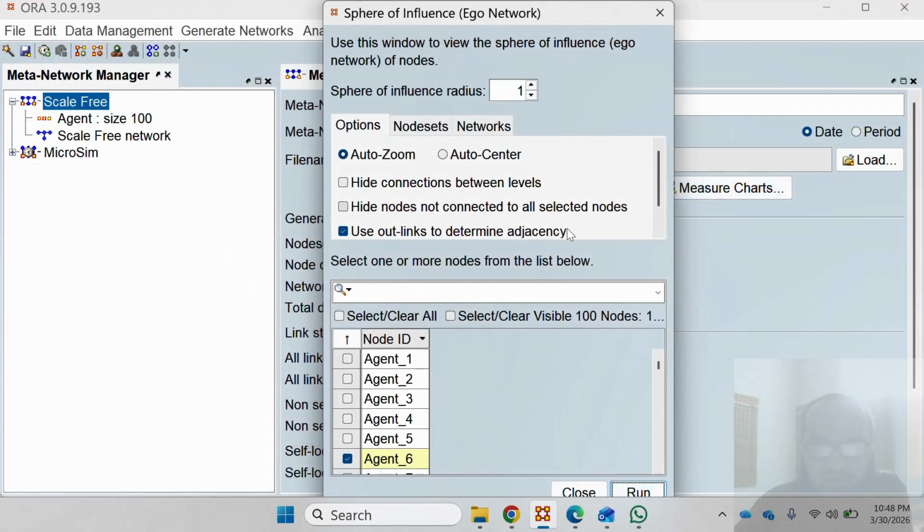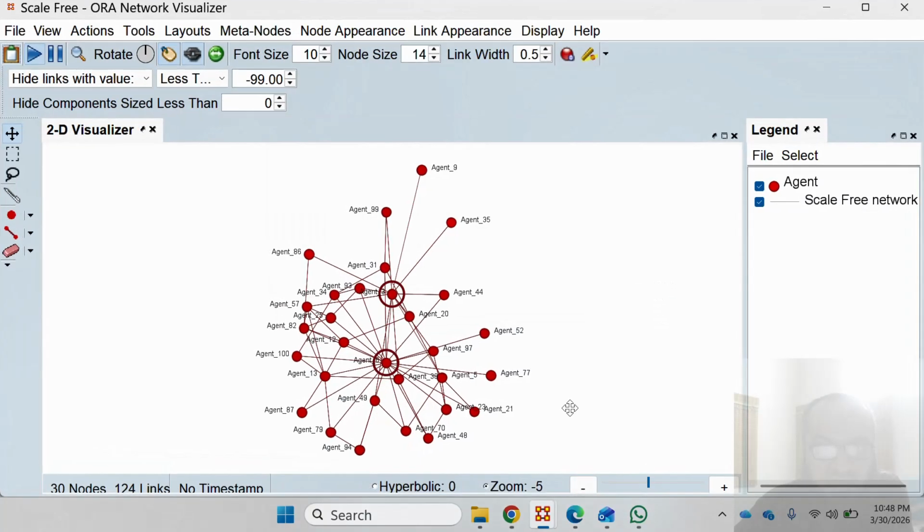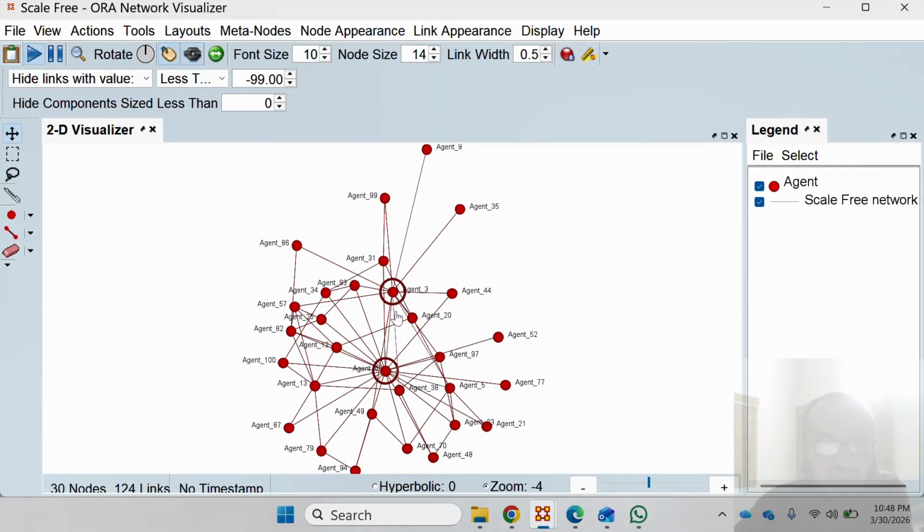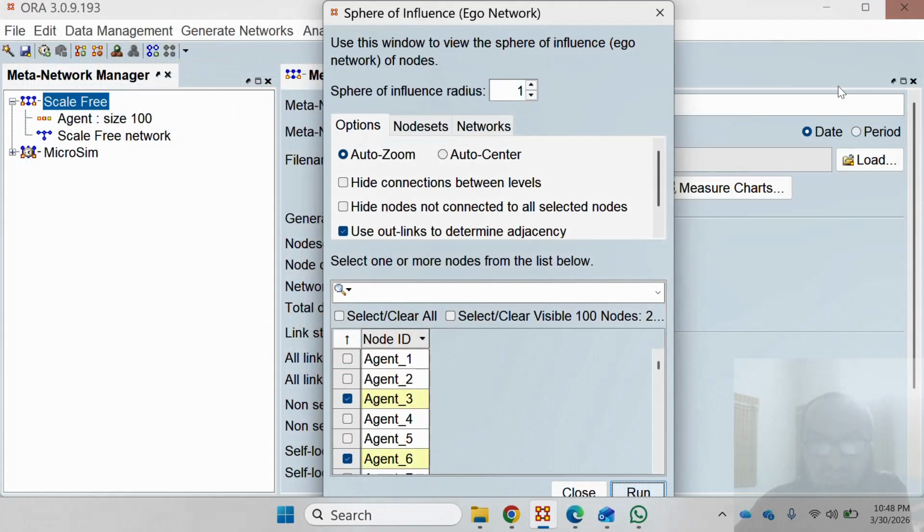And then one more thing, again we can select more than one node over here as well. So maybe agent number 3 as well, run. Now I have both nodes connected shown on the screen, a total of 30 nodes and a total of 124 links over here. Let's close it.